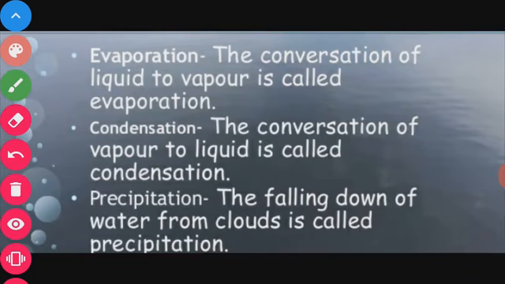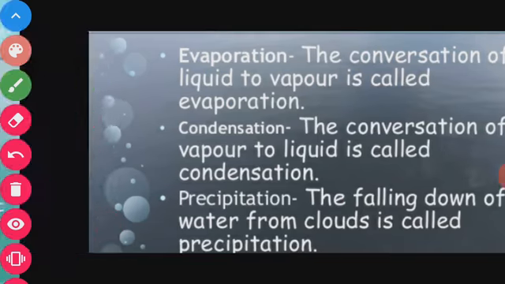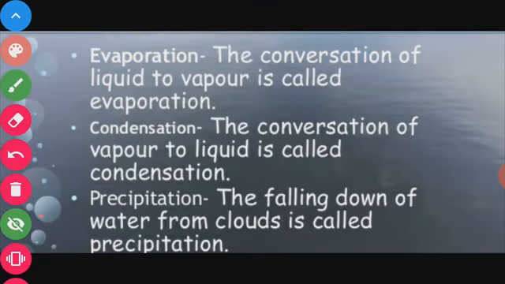What is evaporation? Three different processes are going on in this water cycle. Evaporation, the conversion of liquid to vapor, is called evaporation. Liquid means water of oceans, water of rivers. They get converted to vapors due to heat. That is called evaporation.